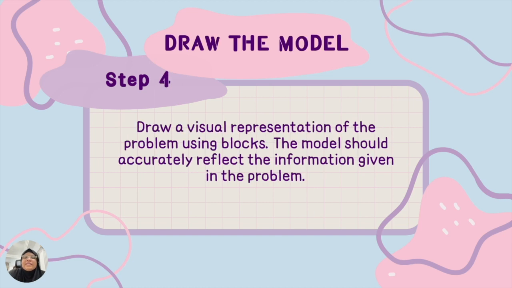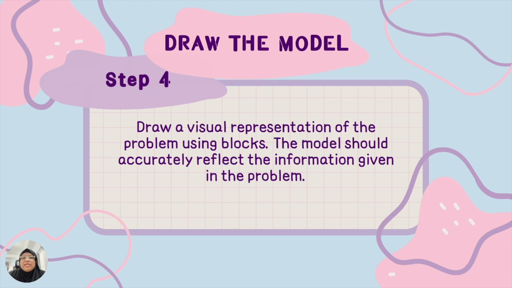All right, and then step 4, which is what we're going through today, is drawing the model. So after the child is able to understand the question, able to identify what is needed from them, and also the units involved, they can then proceed to draw the model. So drawing the model is basically just drawing the visual representation of the problem using blocks. And the model should accurately reflect the information given in the problem.